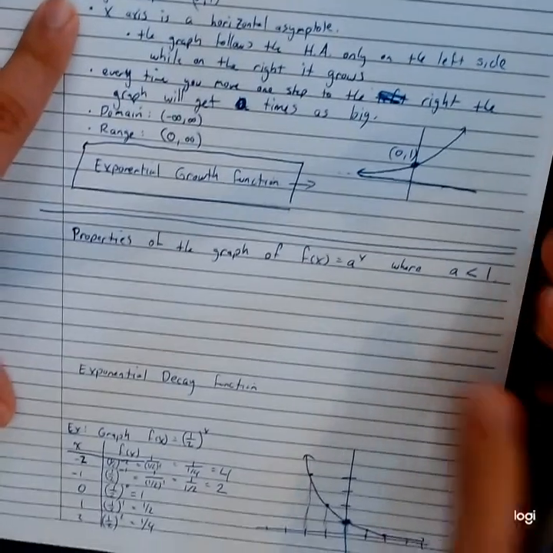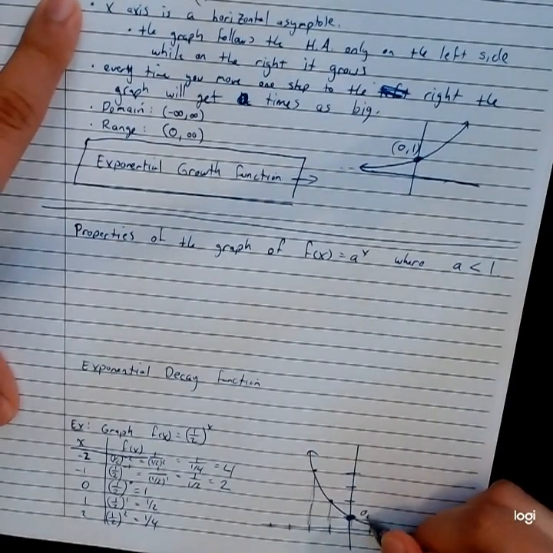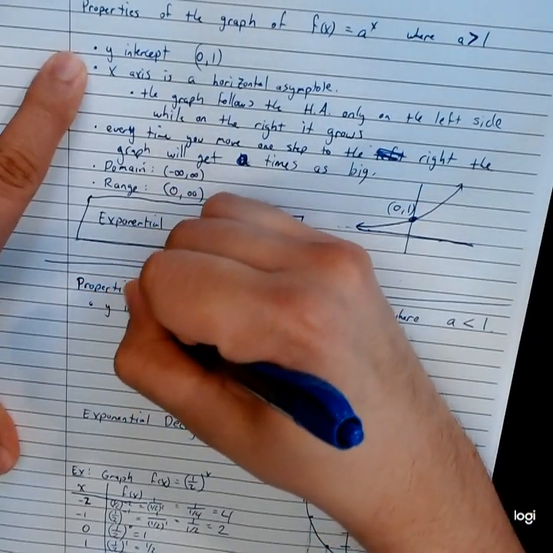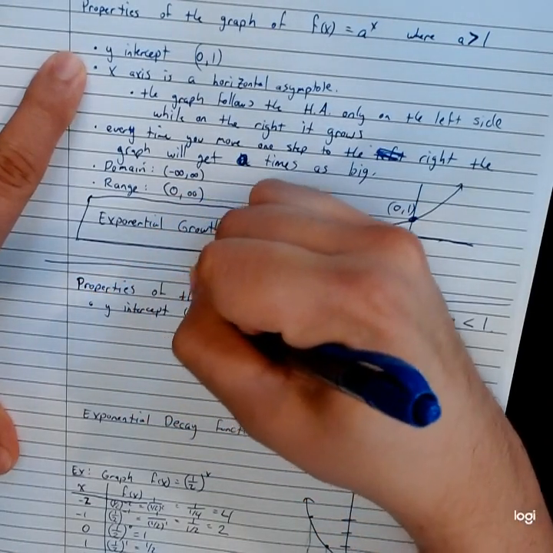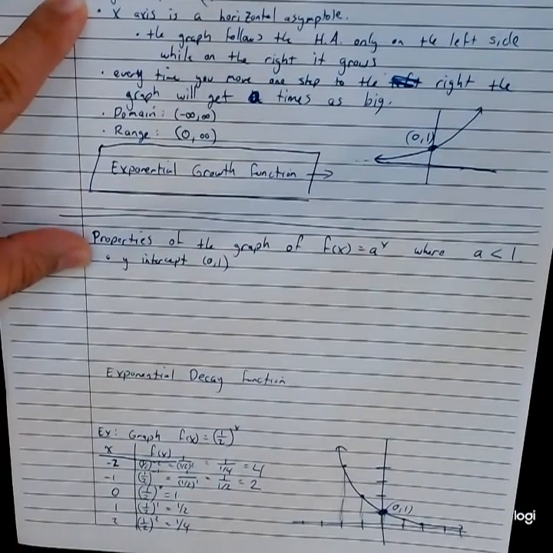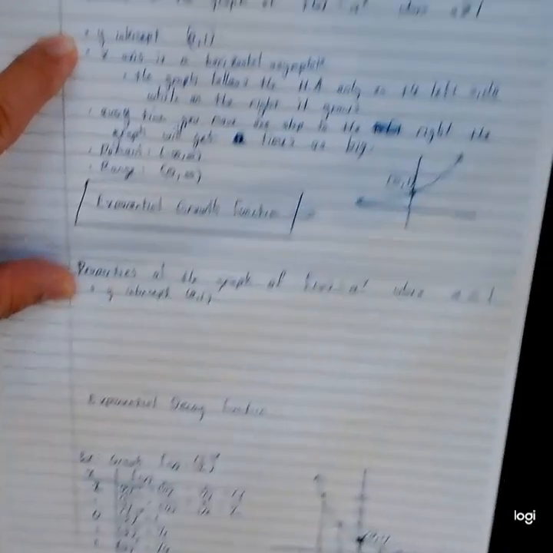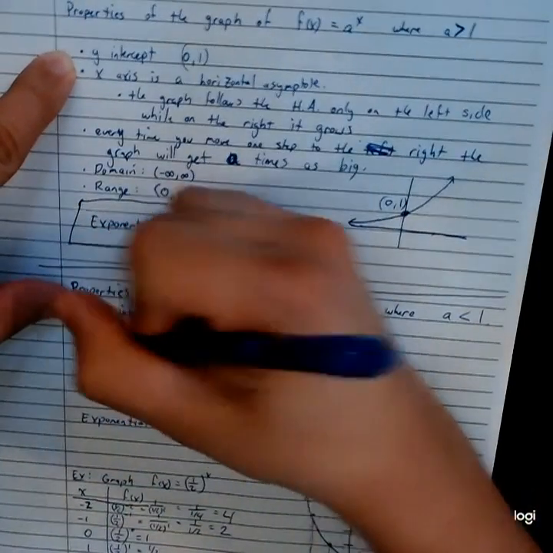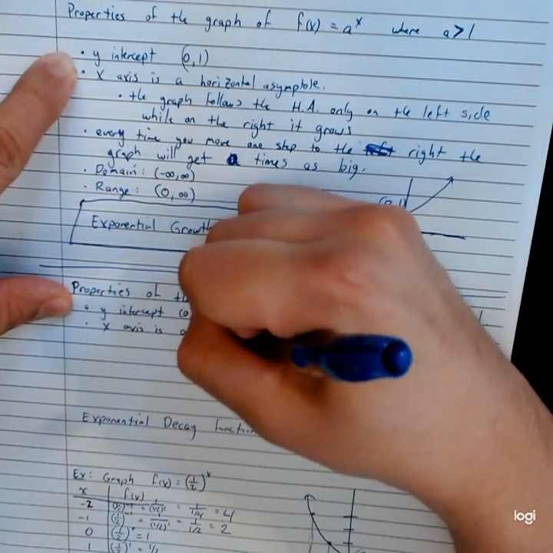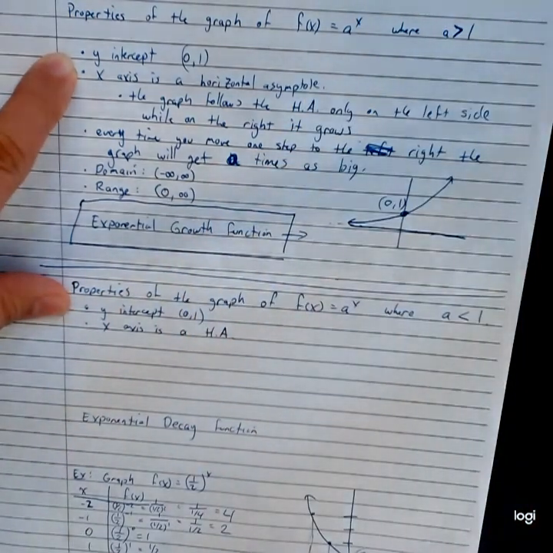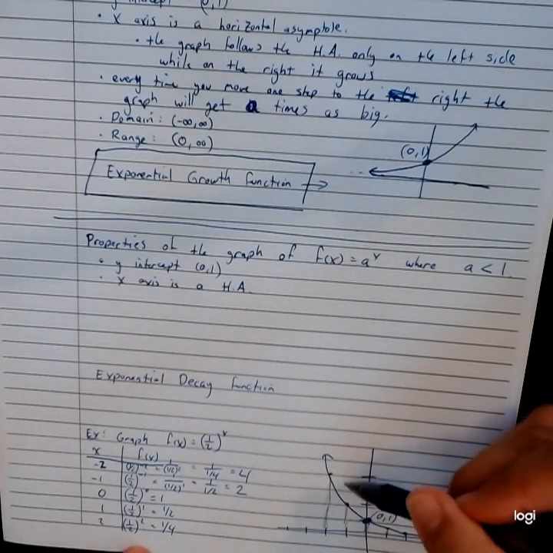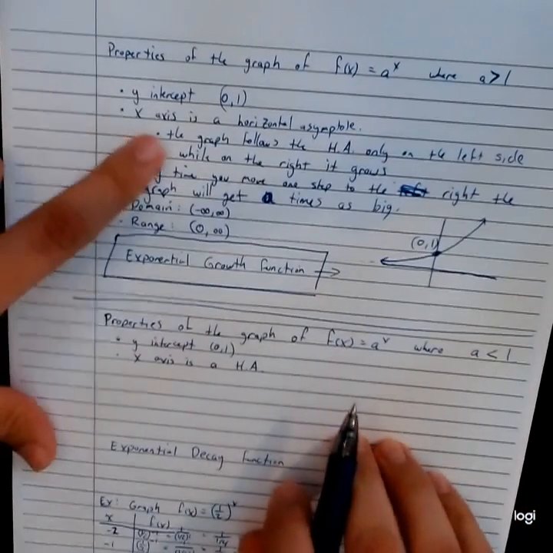Notice the y-intercept is still the same. I still cross through 0, 1. So you don't have to remember different ones for these. They both have the same intercept. They also have the same asymptote. They both get close to but don't touch the x-axis. So the x-axis is a horizontal asymptote, just like it was for the previous one. But the difference is that for the growth function, you follow the asymptote to the left, whereas for the decay function, you follow it to the right. So that's the main difference.